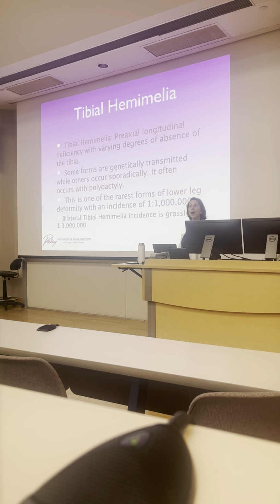This is much more complicated than what we've seen so far. Tibial hemimelia is a preaxial longitudinal deficiency with varying degrees of absence of the tibia. Some forms are genetically transmitted while others occur sporadically. It often occurs with polydactyly. What is polydactyly? A bunch of digits. Extra digits. Okay. This is one of the rarest forms of lower leg deformity with an incidence of 1 in a million. And bilateral tibial hemimelia is about 1 in 3 million. It is one of the most rare forms, okay?